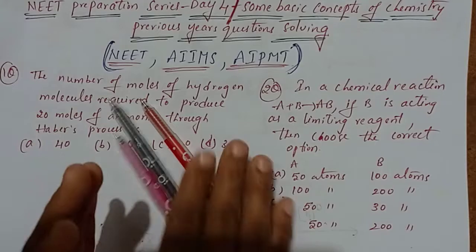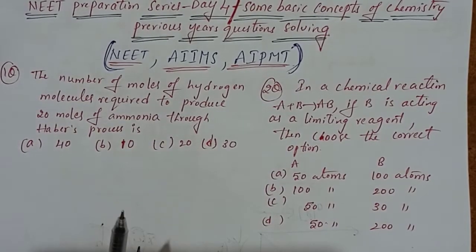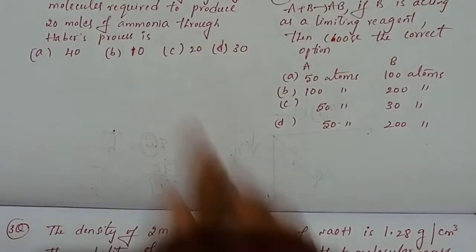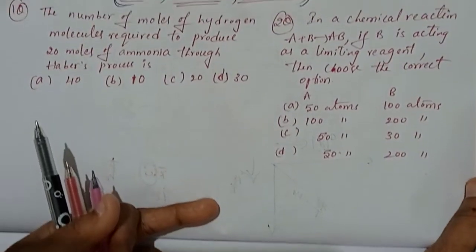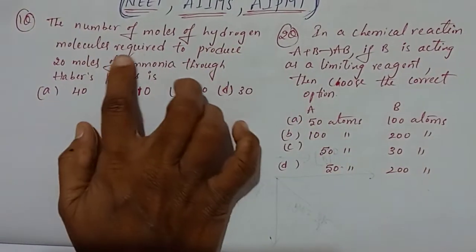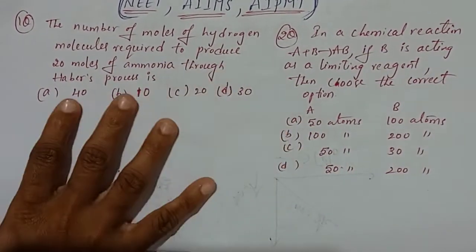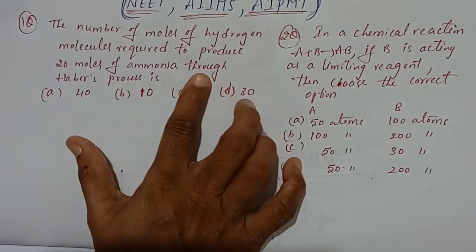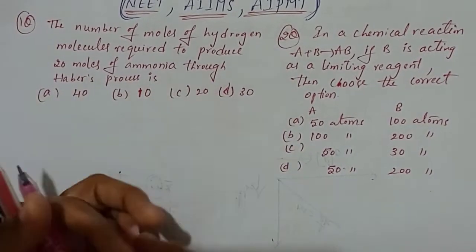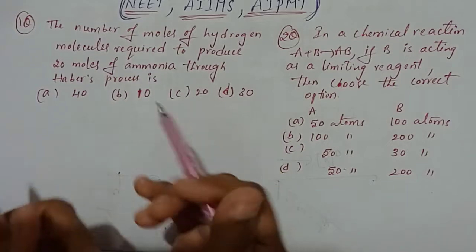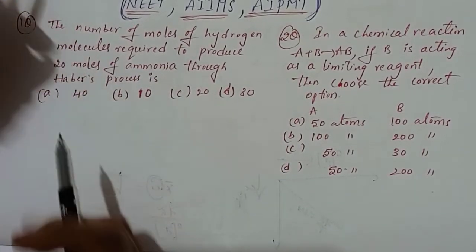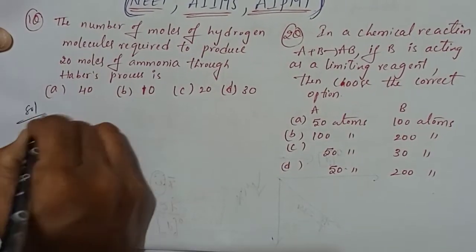So, first question is, students, the number of moles of hydrogen molecules required to produce 20 moles of ammonia through Haber's process is equal to, here 4 options are given. How to find this problem? See here, how to find it.